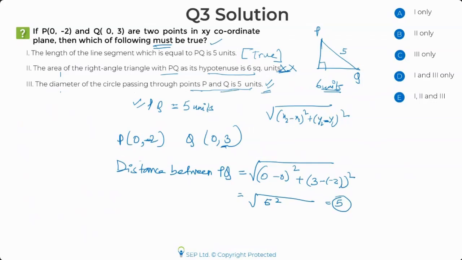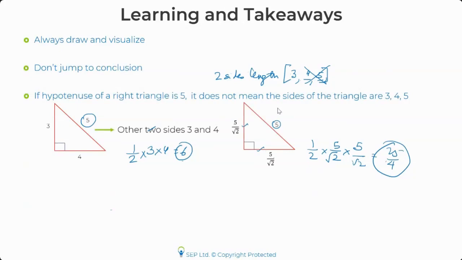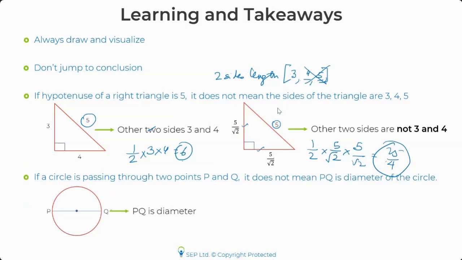And you also need to check whether you can draw an alternate diagram, where it is not the diameter. The moment you get two different cases, you say this is not true. Just as in the case of the triangle, where I drew two triangles with different lengths to come to the conclusion that statement two is not true, in the same way for the third one also, you need to draw it to understand clearly that PQ cannot always be the diameter. Okay.